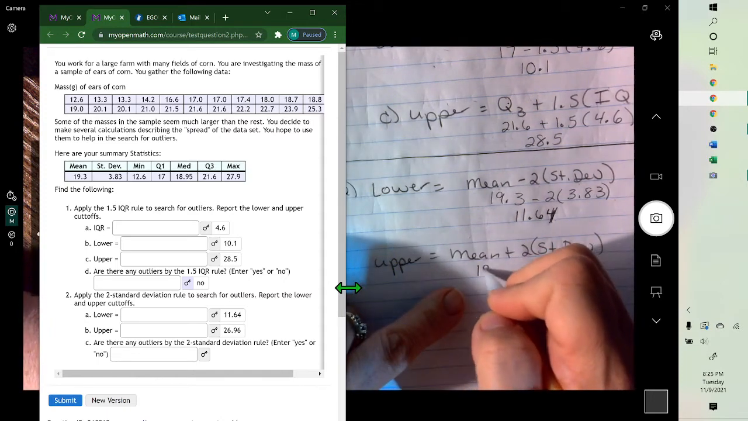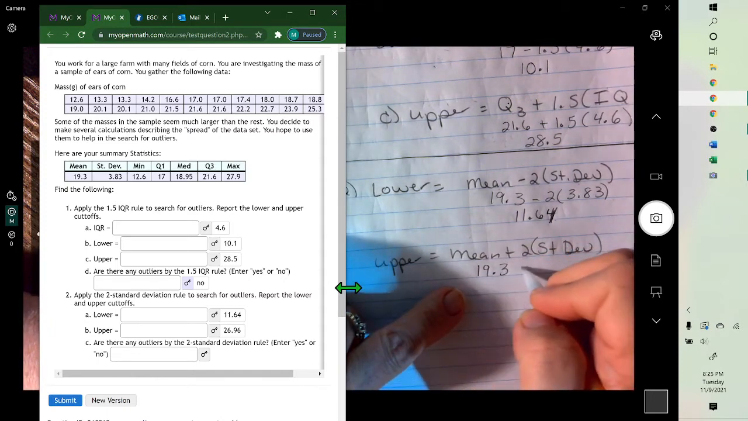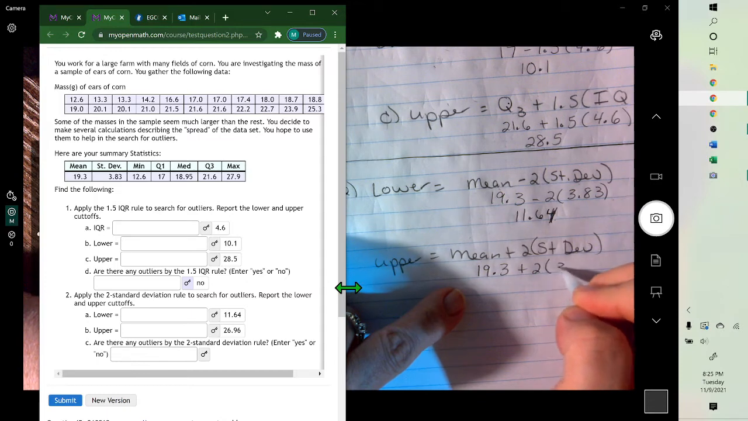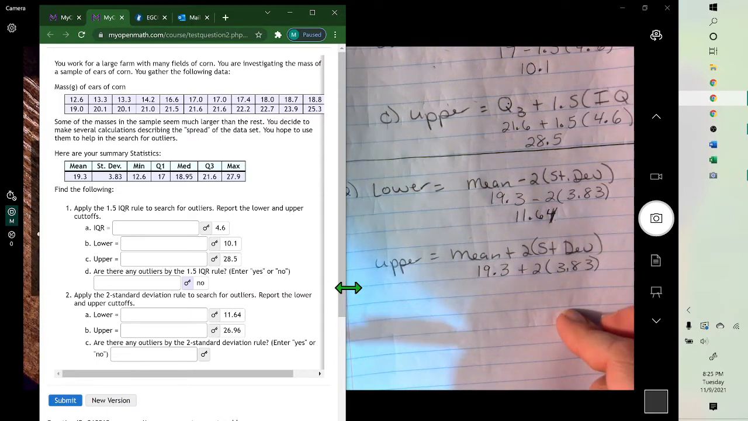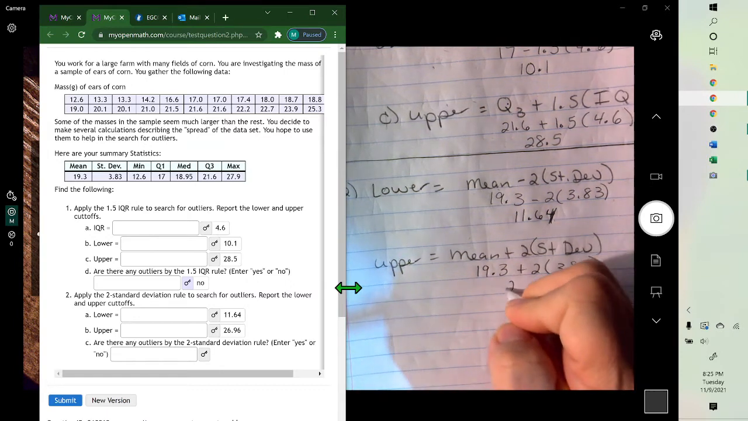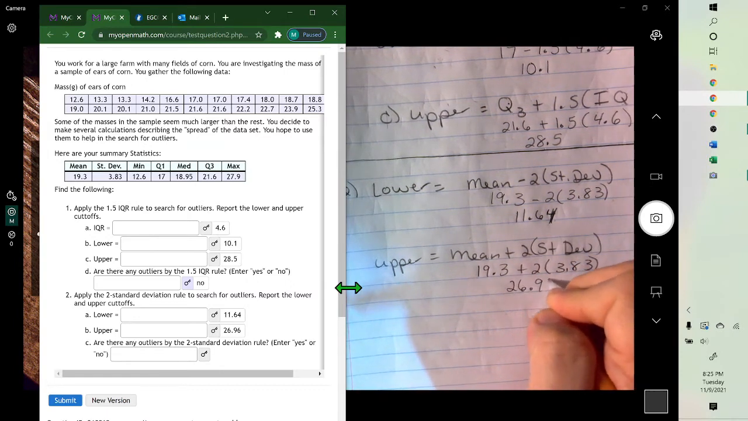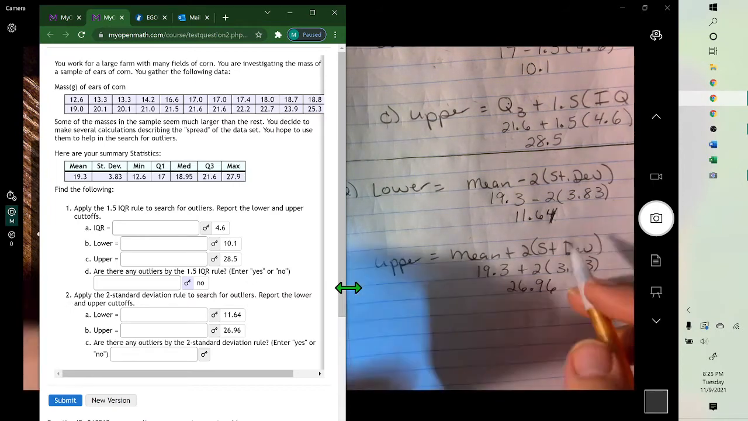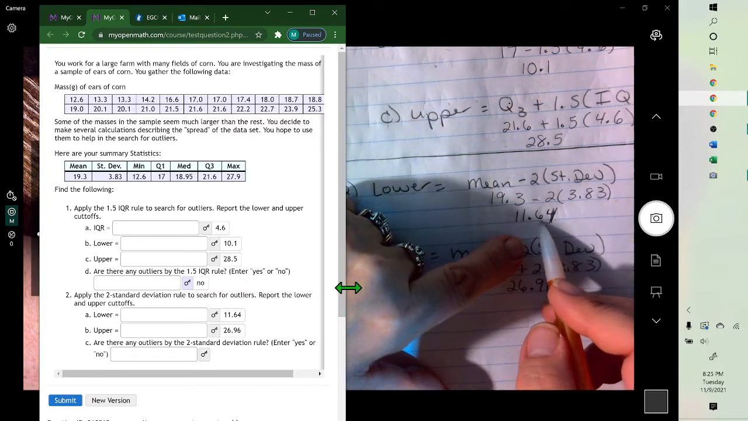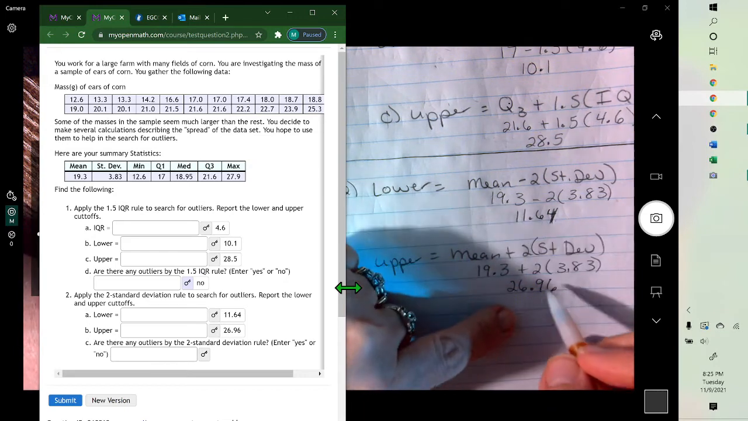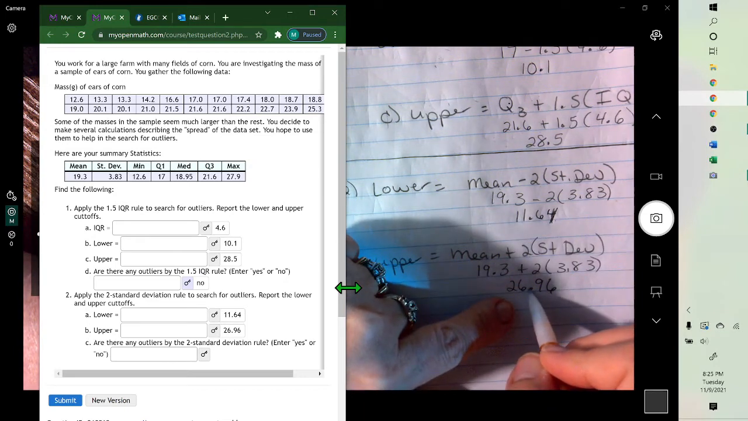For the upper, you just change it to a plus sign. So the mean plus 2 standard deviations gives us 26.96. Anything below 11.64 would be an outlier, and anything above 26.96.